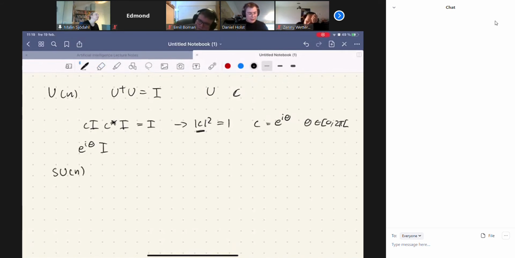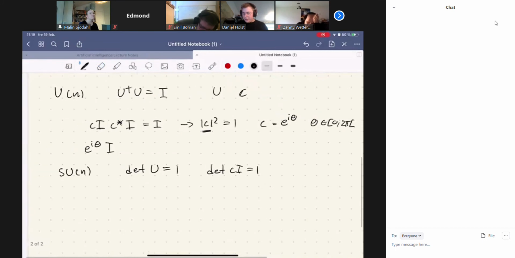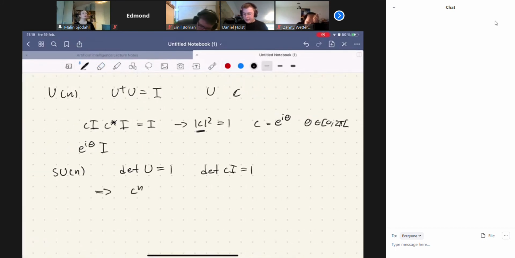But this time we have that the determinant of a group element U should be 1 as well. Well, in our case that translates to the determinant of C·I should be 1. And then of course this becomes that C to the n should be equal to 1. Well, we know that the solutions in the complex plane for equations of this form are given by C equal to e^{i2πk/n}, where k runs from 0 to n minus 1.